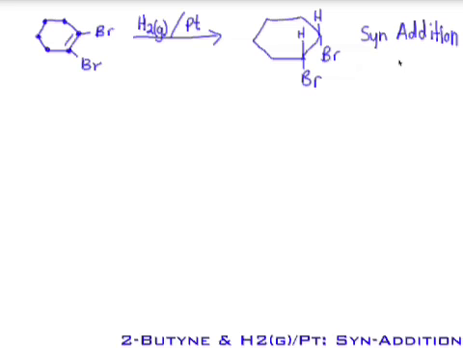If you try to do the reaction on an alkyne, it's very difficult to control. Suppose I take an alkyne and I just apply H2 gas and platinum catalyst.